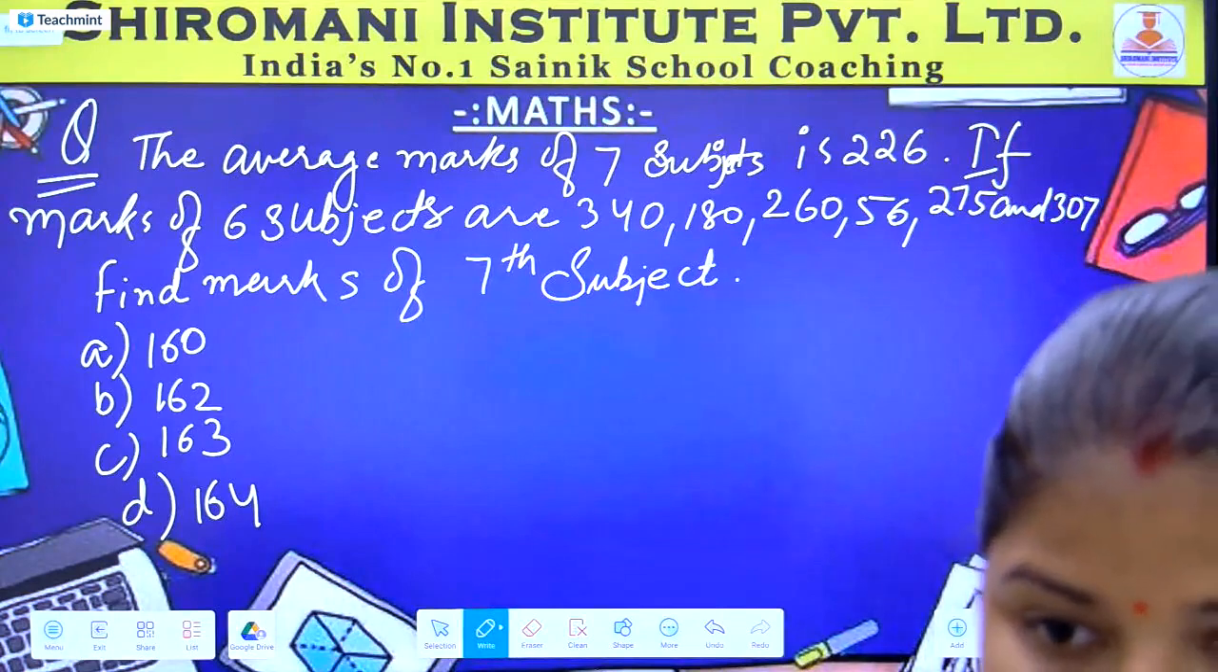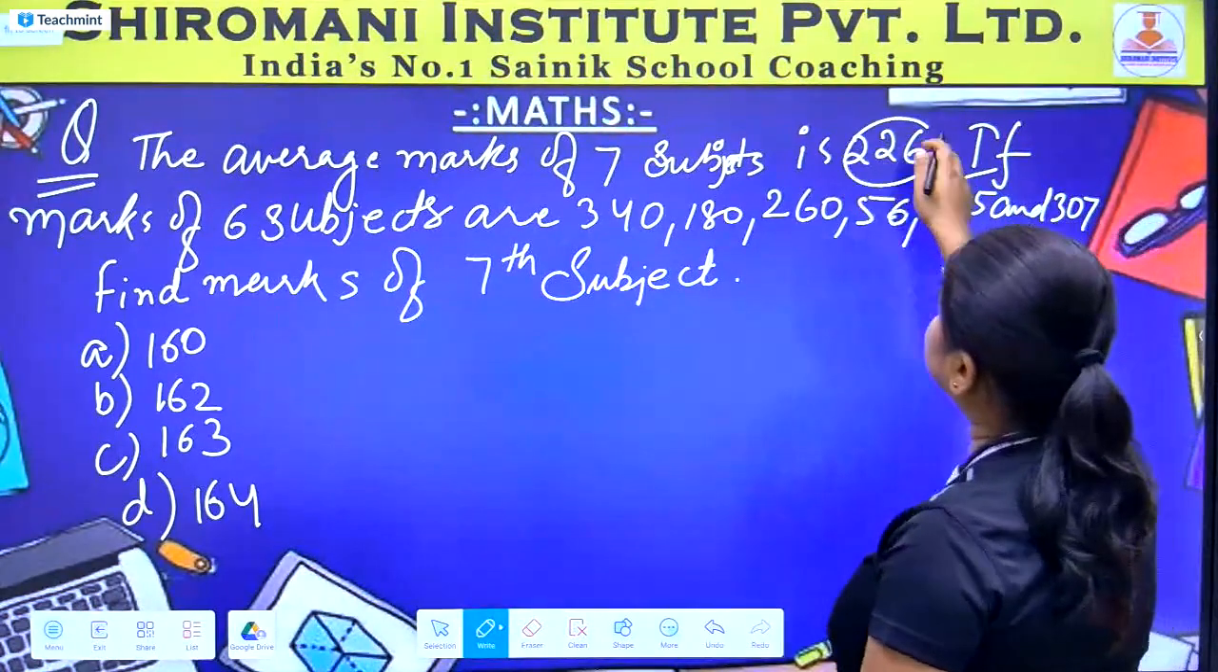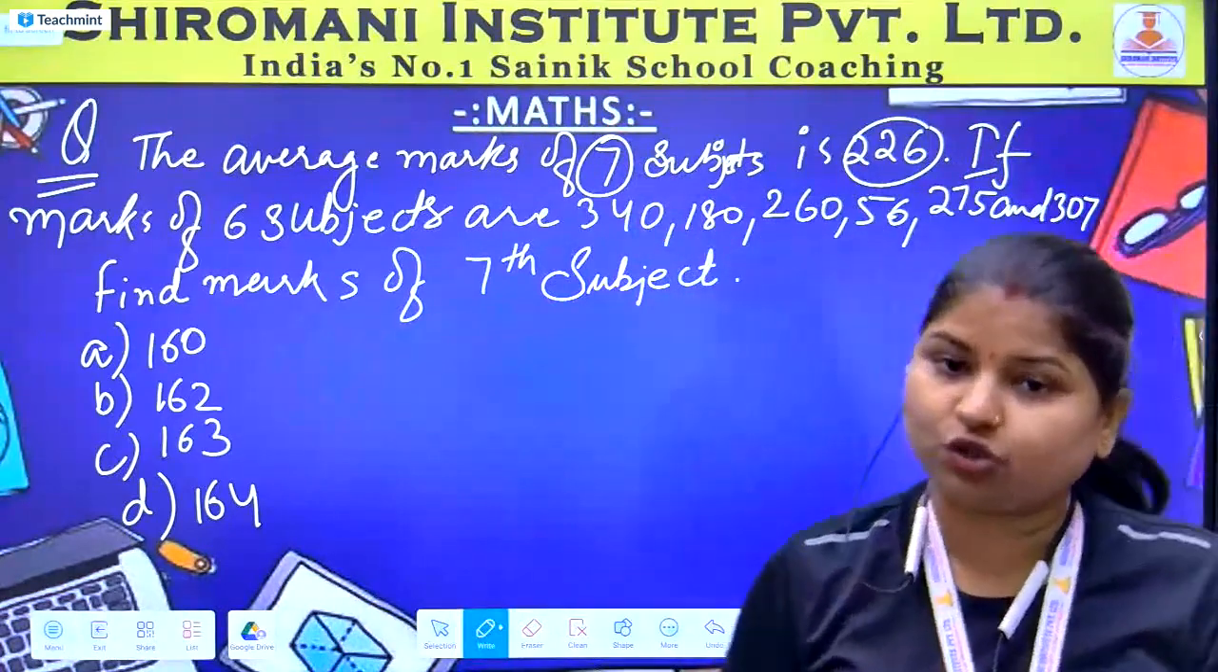Okay, let's see this question, beta. What we have to do, how we have to solve it. The average of 7 subjects is given to us, that is 226. Average is given to us, 226.